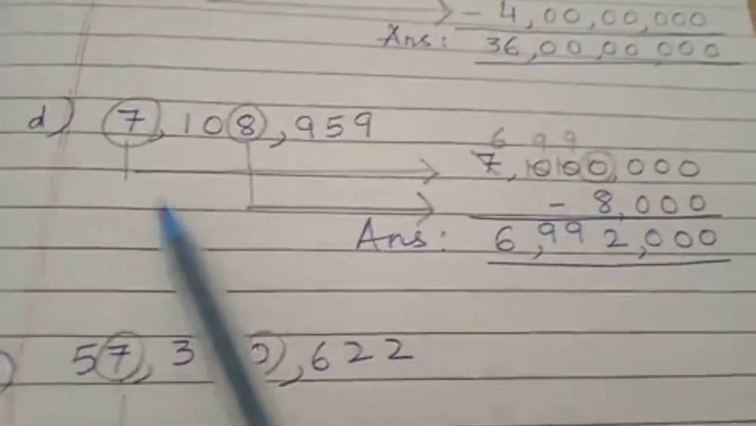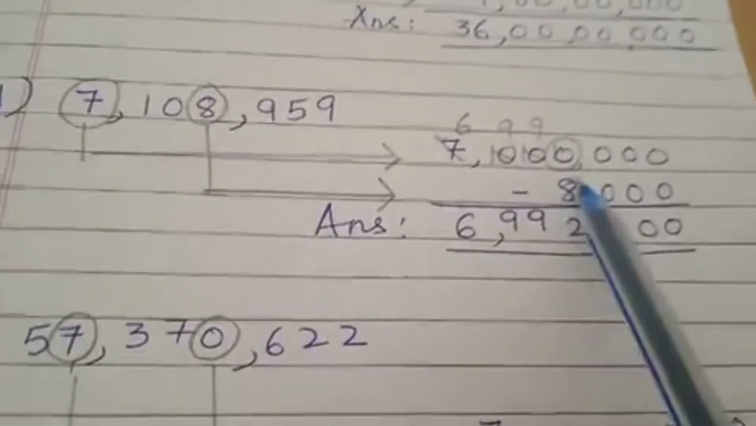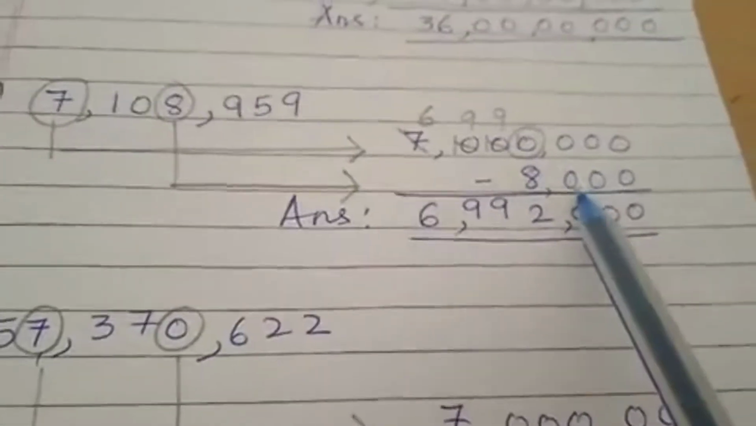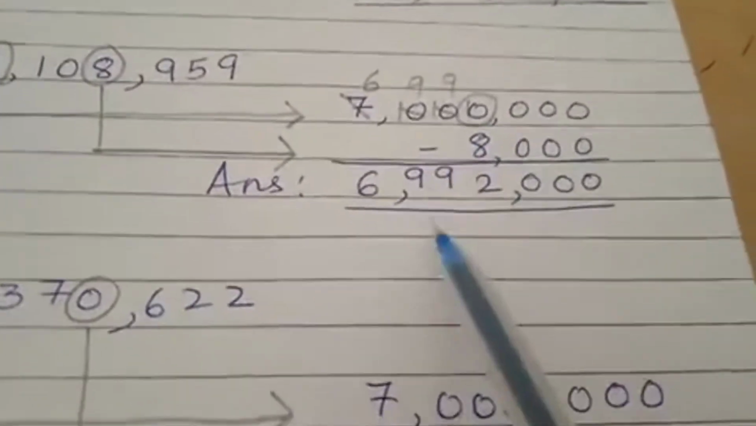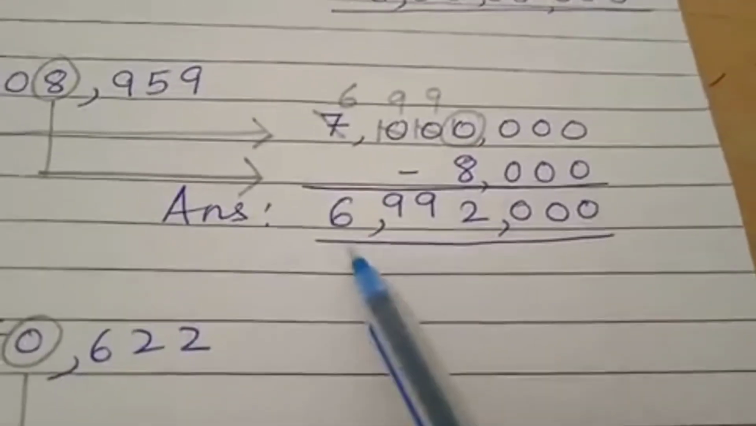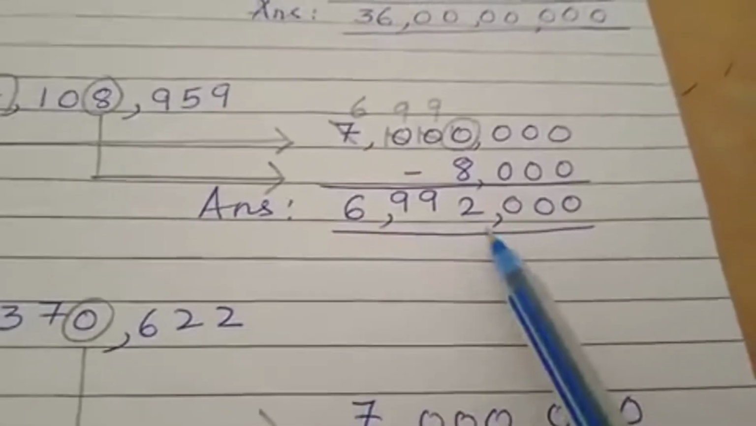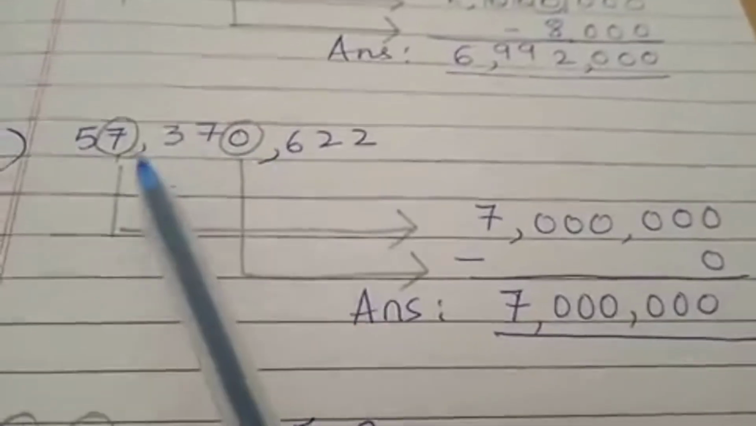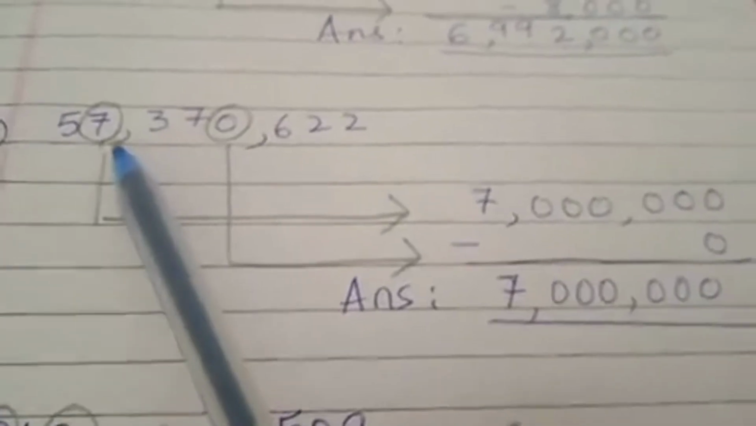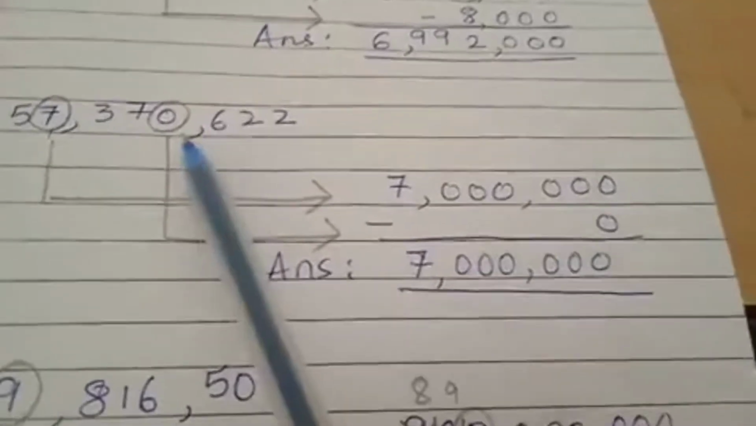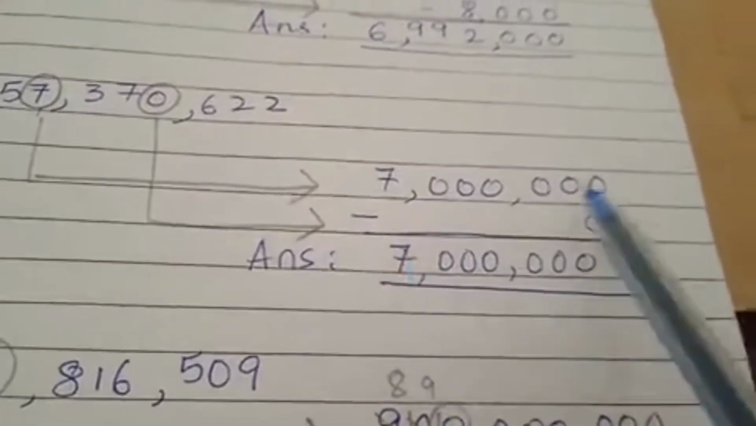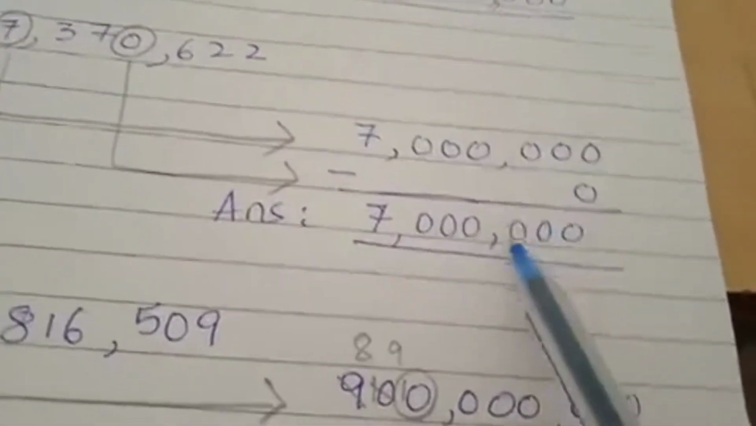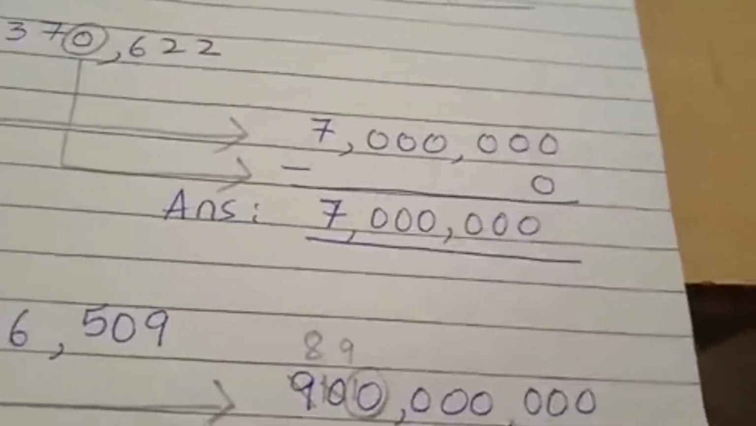Next, number D, in which we have 7 in the millions place, so 7 million minus 8 in the thousands place, so 8,000. So when we subtract, after borrowing and cutting, we will get 6,992,000 as the answer. Coming to number E, here also we've got the international value system followed. So the 7 is in the millions place and 0 is in the thousands place. When we subtract 0 from any number, the answer is the number itself. So we get 7 million as the answer.